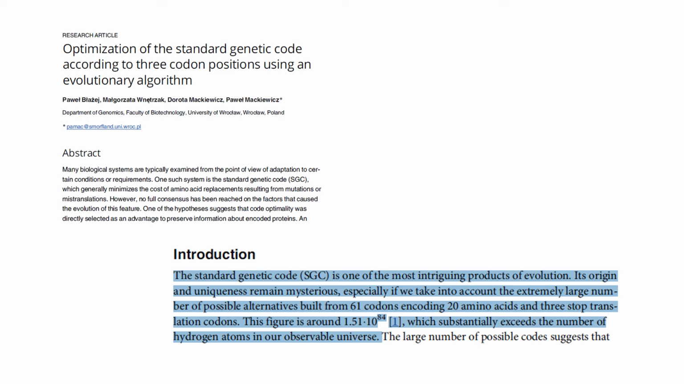So the number of possible codes that 3-letter codons coding for 20 amino acids could have been is more than the number of hydrogen atoms in the entire universe. So when we ask, okay, then how special is our genetic code in comparison to all of these possibilities, we actually get a fairly stunning answer.